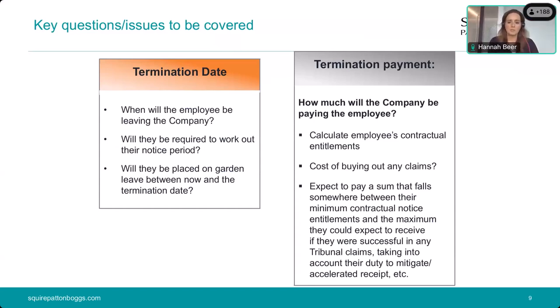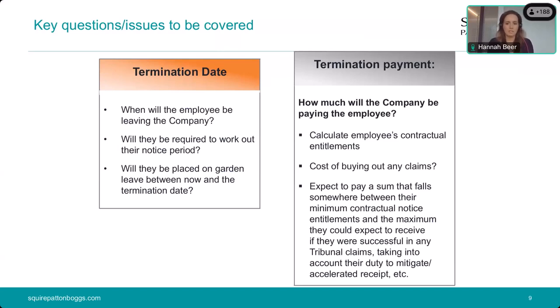Obviously, most settlement agreements are with a view to exiting the employee, but it is still possible to have a settlement agreement when somebody is remaining in employment. It doesn't have to have a termination date in, but in most cases it will be to bring the employment relationship to an end.